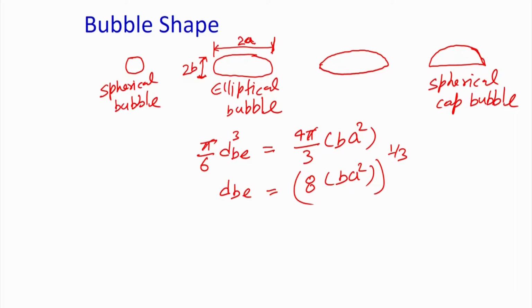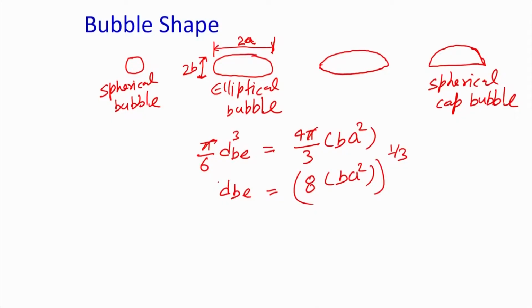Now, for a wobbling bubble or elliptical bubble, different people have given different kinds of correlations to calculate what the dE, what the dBE will be. Why? Because it is difficult to measure the 2A and 2B. How will you measure that? If you want to measure the 2A and 2B, then you have to depend on measurement techniques. You have to take a high speed camera and take photographs of the bubbles. So, people have tried to correlate it for different conditions, different systems, and many researchers have given different correlations to predict what the dBE will be.